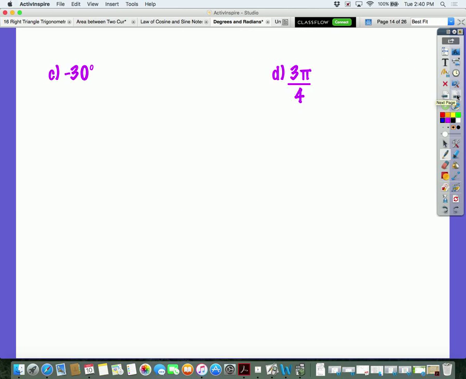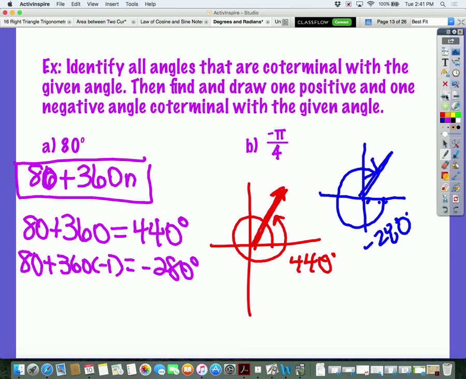Oh, I just realized. I didn't do the radian one on the other page because I went into the notes. So I want you to do all 3 of these. For the radian, if you can't figure out where it is, maybe convert it to degrees, and then that can help you see where negative pi over 4 should be located. I'm talking about B. We didn't do B? Yeah. So I want you guys to do B as well.